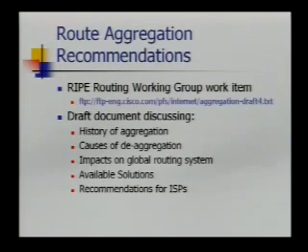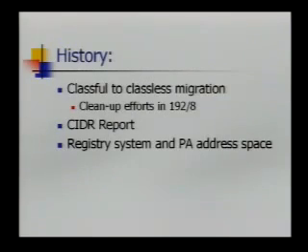I'll just spend a couple of minutes going through what the document covers. It takes a look at the history of aggregation, causes of deaggregation, impacts in the global routing system, some of the available solutions, which really do exist, and some of the recommendations that we're proposing for ISPs.